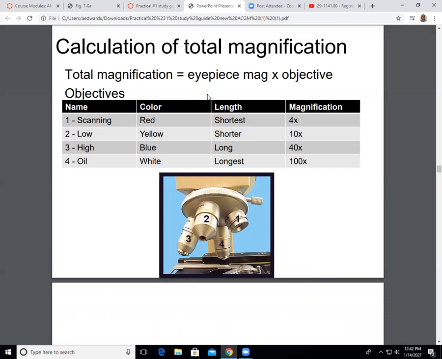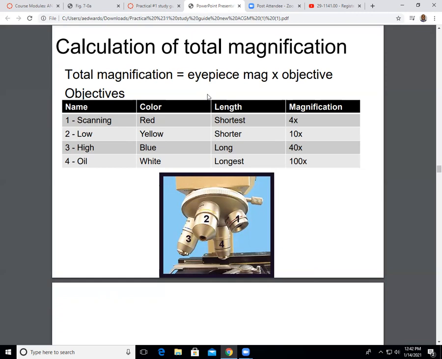Total magnification. Total magnification, I can just tell you, for the practical, you're probably going to have to do this. You may have to do it on the quiz. I can't remember, but I know you at least will have to do this on the practical. Total magnification. Okay, and this is a real super fancy calculation. Okay, you take two numbers and you multiply. All right, that's about as fancy as we're getting today.